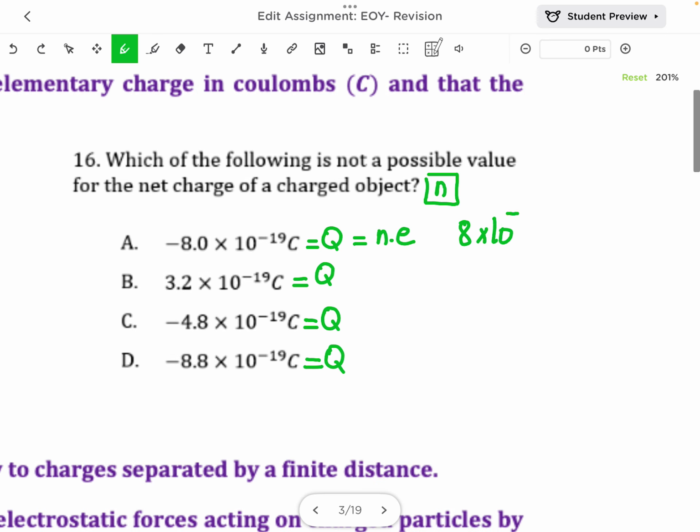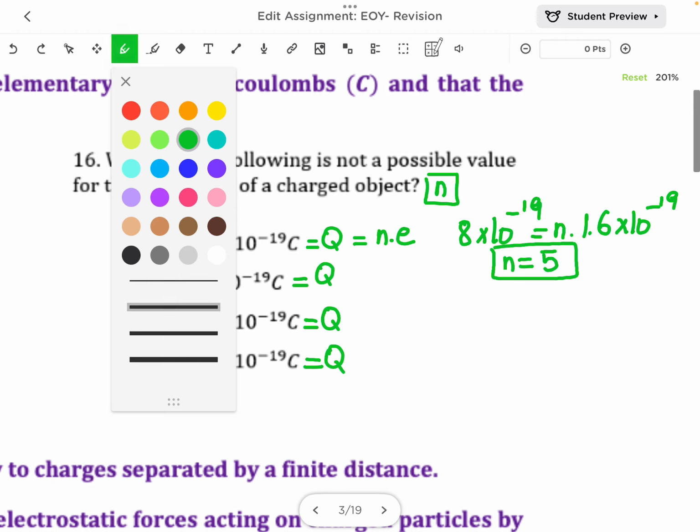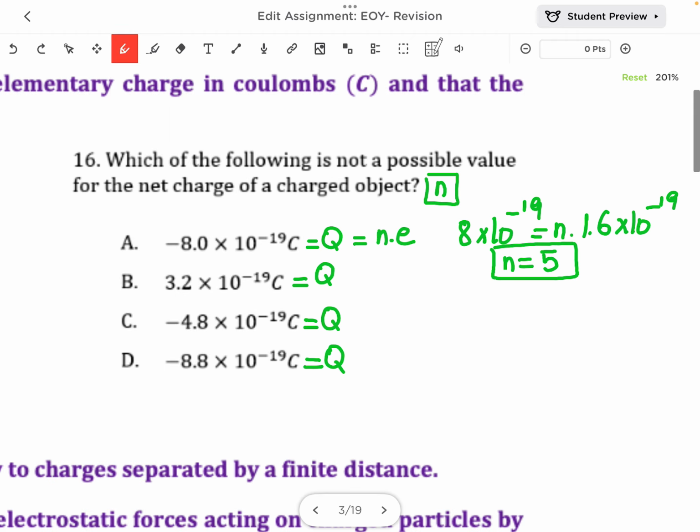8 × 10 to the power of negative 19 will give me n multiplied by 1.6 × 10 to the power of negative 19. In this case, I will have n equals 5. So 5 is a whole number. It's okay. I can have 5 electrons that will give me negative 8 × 10 to the power of negative 19. So A is a possible charge.